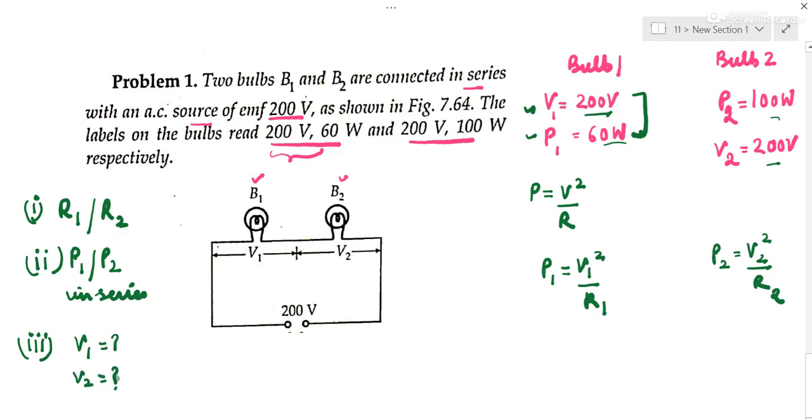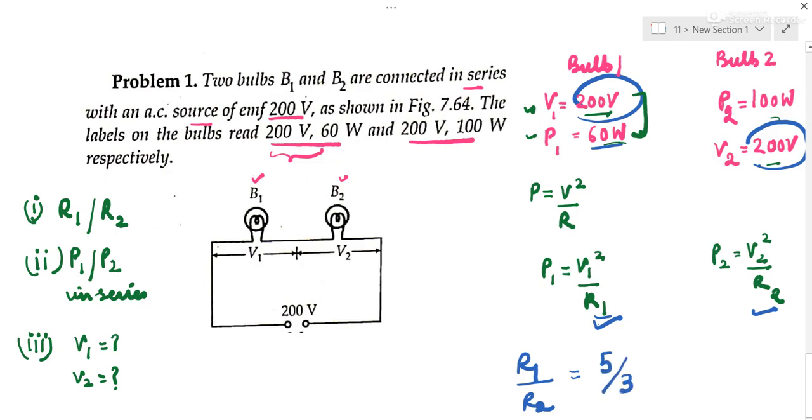First of all, we'll have to understand that the resistance ratio can be found directly from here. Divide both. Power is there with you. So let us do it. Voltage is the same, you can see 200, 200, so voltage will be cancelled. So the resistance ratio you can find out. R1 by R2 will come as 5 by 3. You can divide and see.